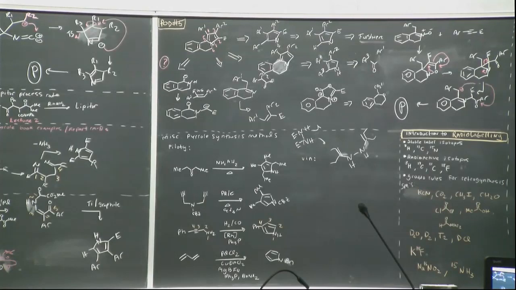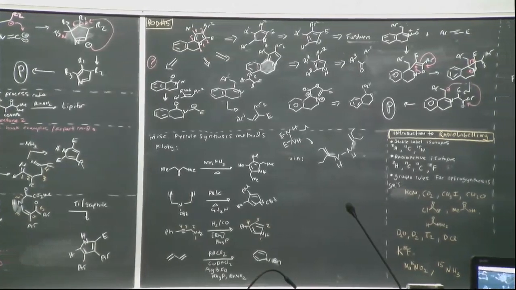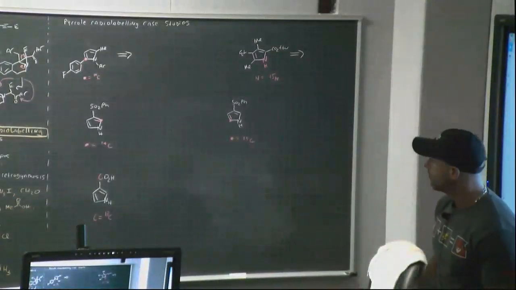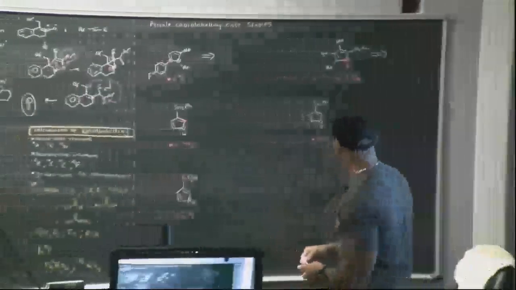For example, let's talk about pyrroles. We're going to do this with every heterocycle. How do you make that one, radio-labeled with C14 at that position? Any quick suggestions?